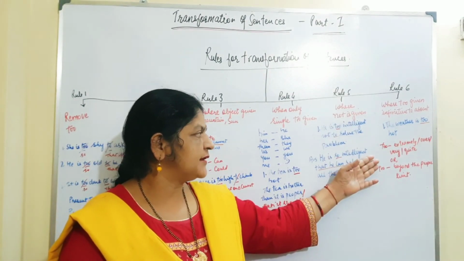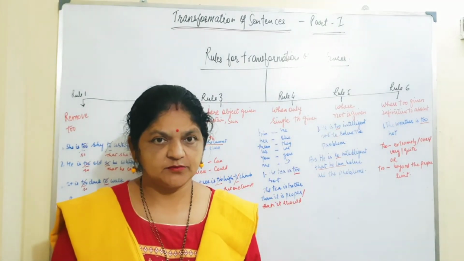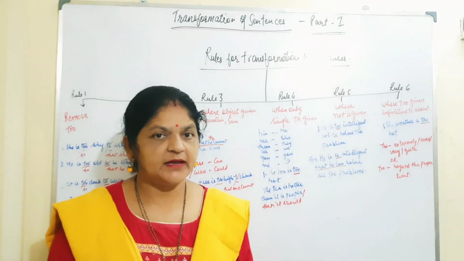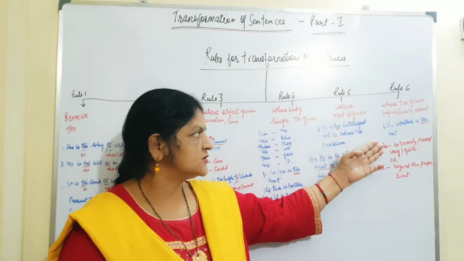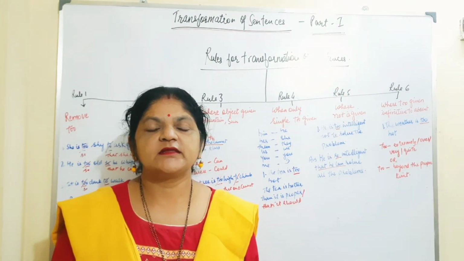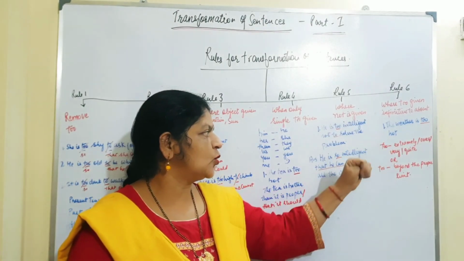My next example is, "The weather is too hot." We can write this as, "The weather is extremely hot." My next example is, "The water is too cold." So we can write this sentence as, "The water is extremely cold," or "The water is very cold."